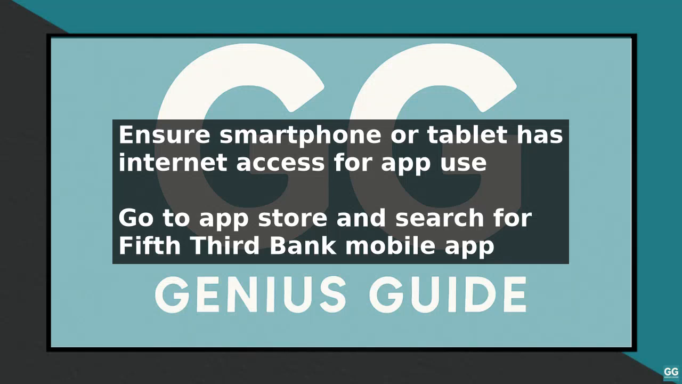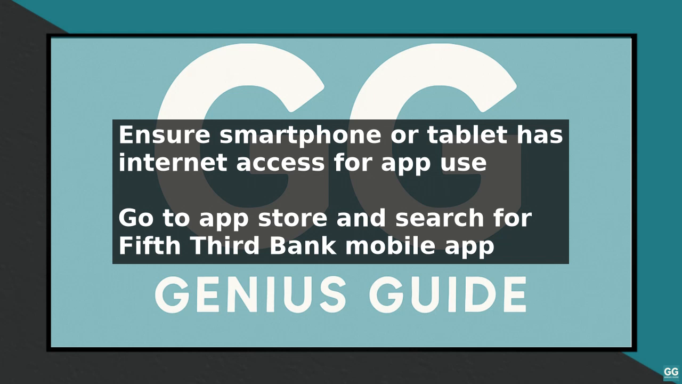To view the Fifth Third Bank mobile app, start by ensuring you have a smartphone or tablet with internet access. Next, go to the App Store on your device, such as the Apple App Store for iOS devices or the Google Play Store for Android devices. Search for Fifth Third Bank in the search bar and select the Fifth Third mobile banking app from the search results.